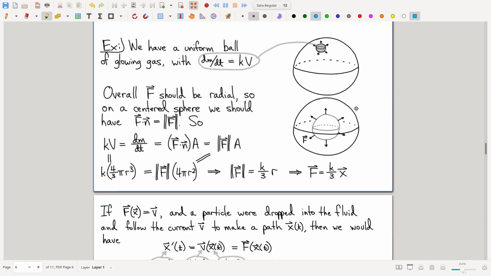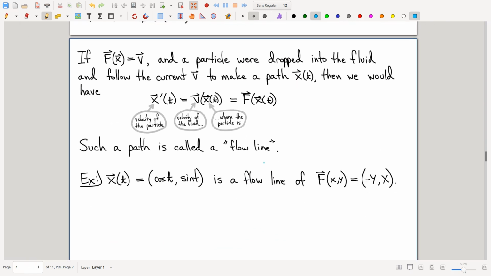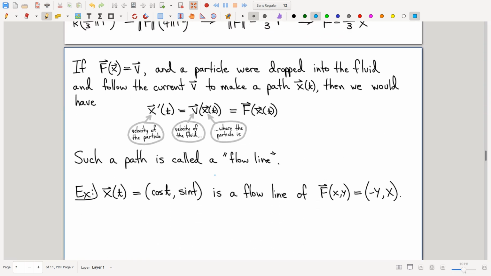Okay, moving along. Let's see here. This will be our last thing right here. Let's see, by the way, how are we on time? Yeah, okay. This will be our last thing.